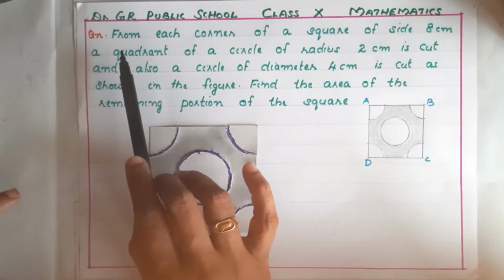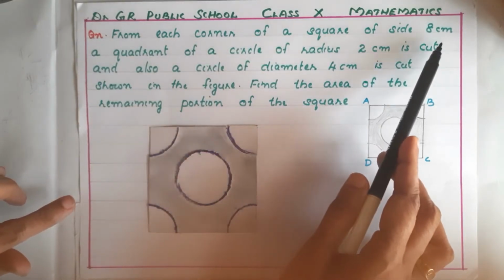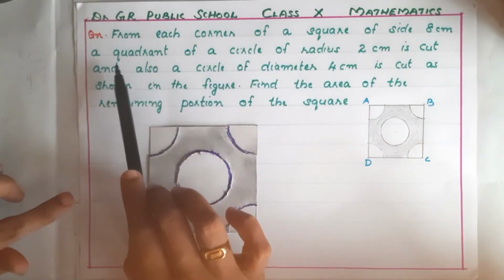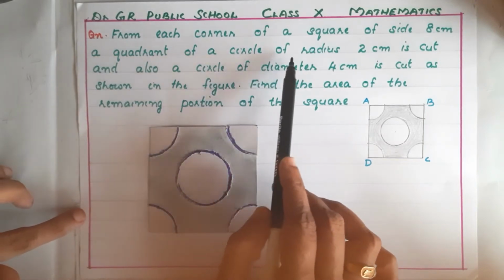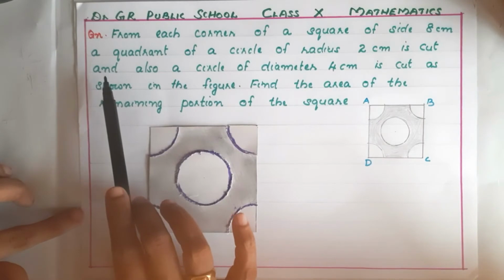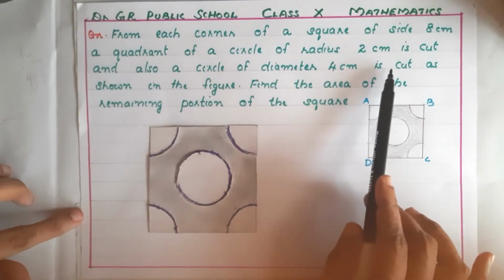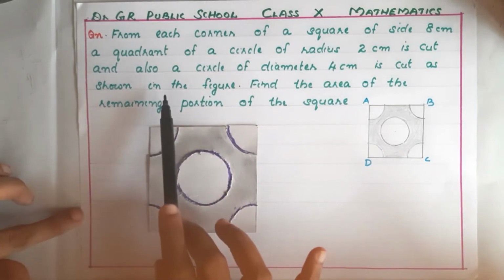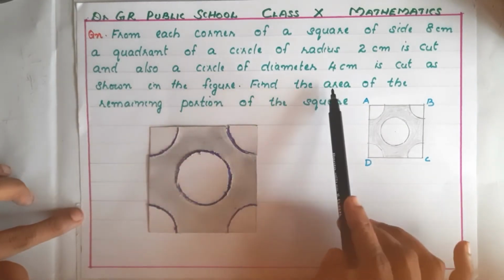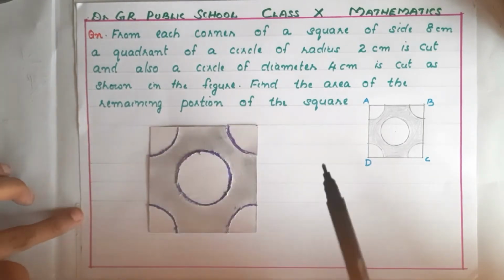Children, next question. From each corner of a square of side 8 centimeter, a quadrant of a circle of radius 2 centimeter is cut and also a circle of diameter 4 centimeter is cut as shown in the figure. Find the area of the remaining portion of the square.